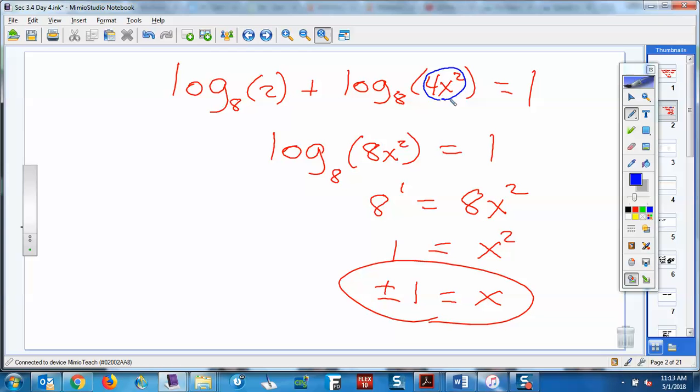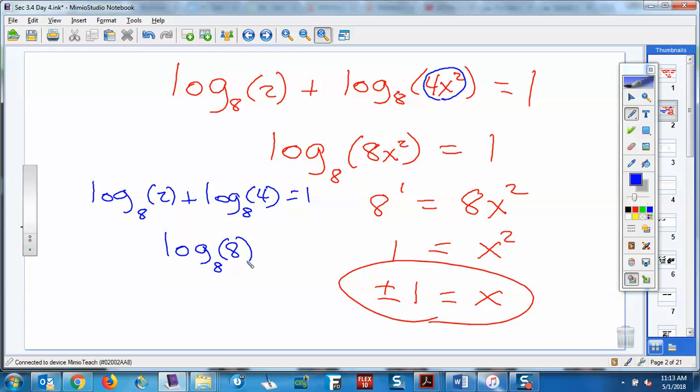And so 1 or -1. Okay, and it makes sense because if you put a 1 or a -1, you're going to get 4. Well, what's that saying? That's saying log of 2 plus log of 4 equals 1. Sure enough, if we condense that, we can put that into a single log of 2 times 4, which is 8. And yes, that works. 8 to the 1 makes 8. So it makes sense that plus or minus 1 is our solution.